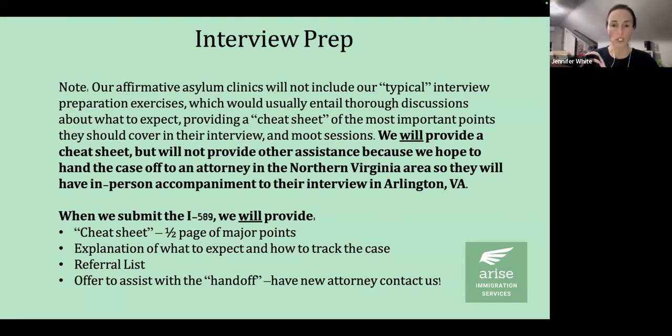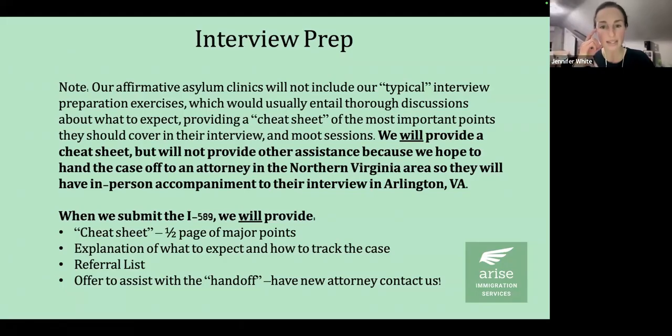Yeah, so we give them the cheat sheet. We discuss at length what to expect, because that's a huge part of being trauma responsive: giving people an idea of what they can anticipate. And then ordinarily we would practice with them, but this clinical model won't entail practice.